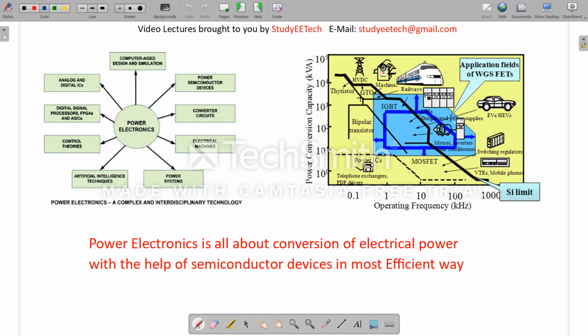In this figure they are showing the applications of power electronics: railways, HVDC (high voltage DC transmission), and switching regulators. These are very interesting. Electric vehicles too: in every small part there is an application of power electronics. So power electronics is actually about the conversion of electrical power with the help of semiconductor devices in the most efficient way. I will explain what is written in red in the next slide.